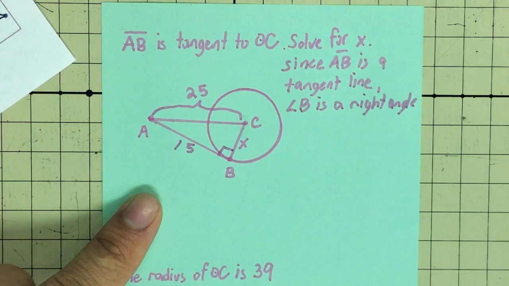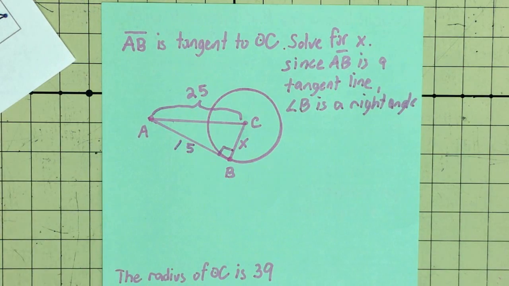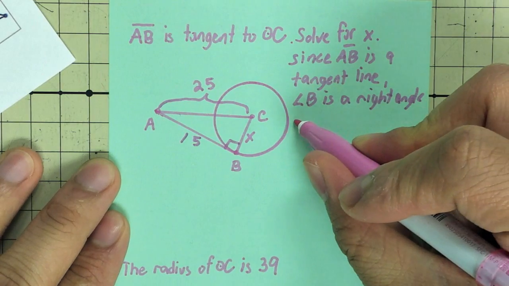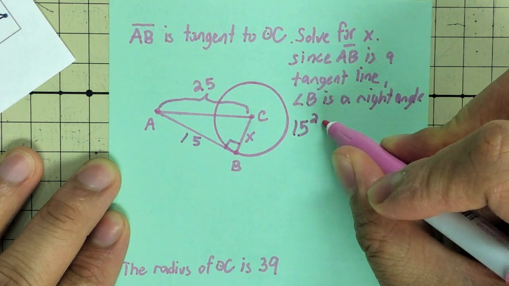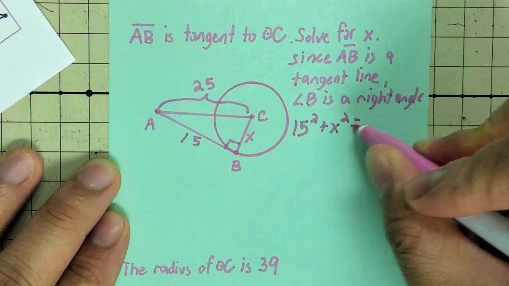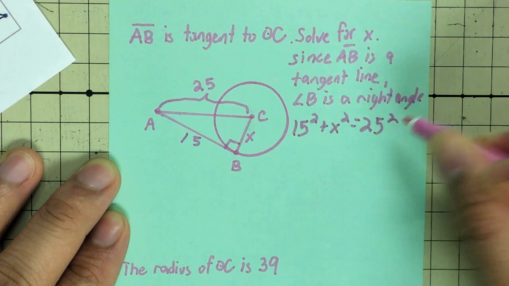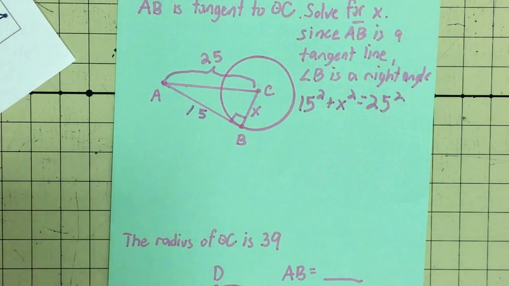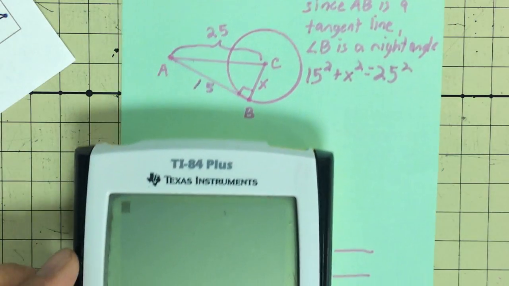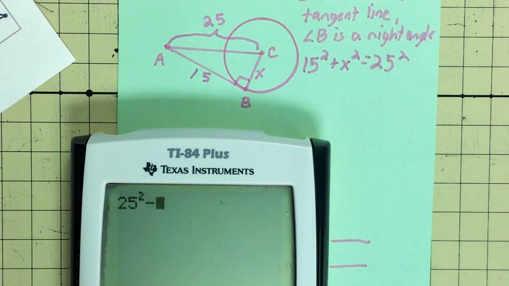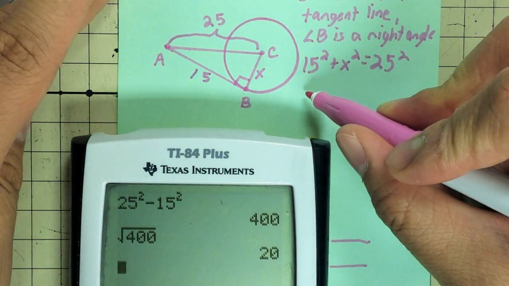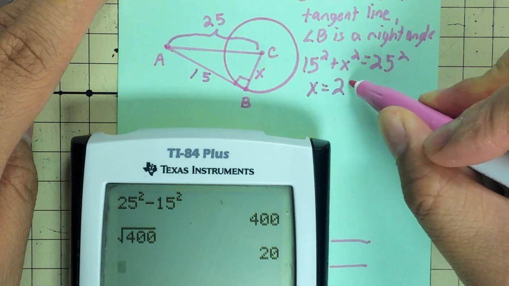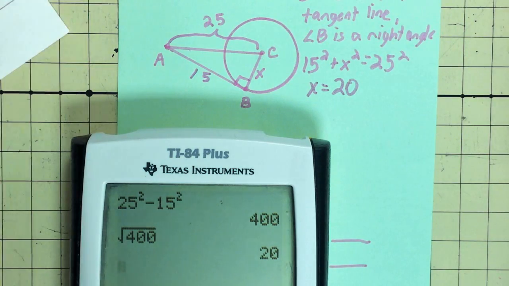That being a right angle is what lets us use the Pythagorean theorem. 15 squared plus x squared equals 25 squared. Solving, I can do 25 squared minus 15 squared and take the square root of that number. X equals 20. So my radius is 20.